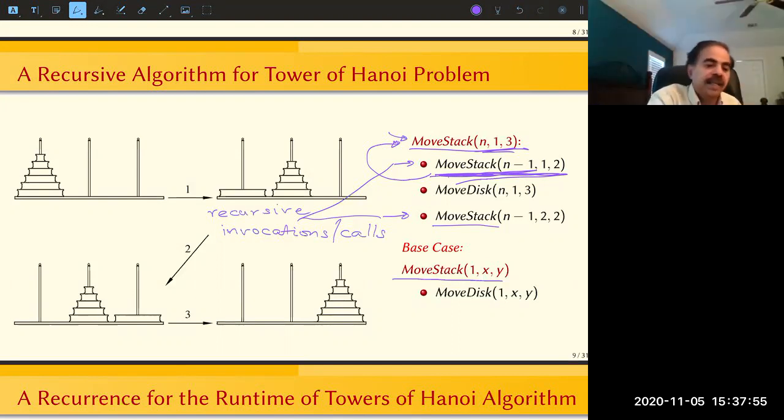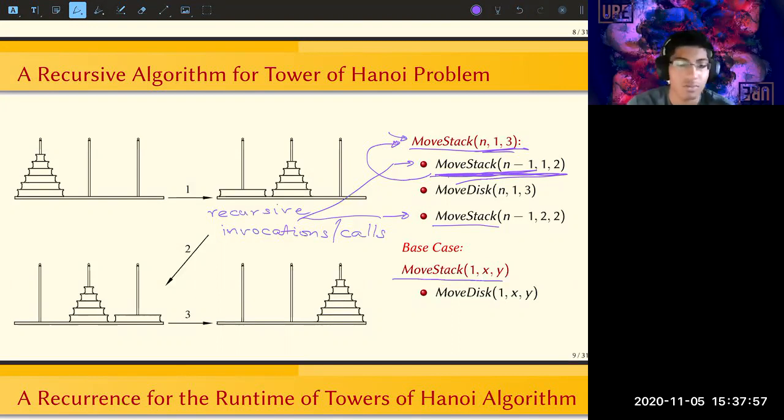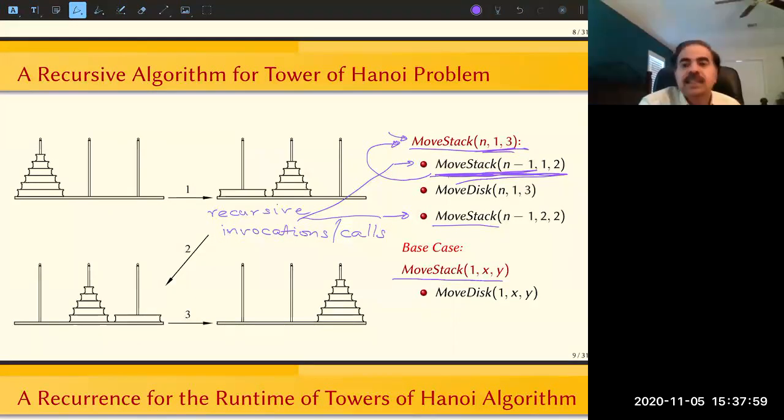Then you'll say, okay, now I have to do n minus 2. Let me do n minus 2 and then come back. And then let me do n minus 3 and so on, all the way until you get to 1. And in the case of 1, it's pretty clear what you need to do. You just move that disk and then you come back. So now you'll be trying to move a stack of 2.